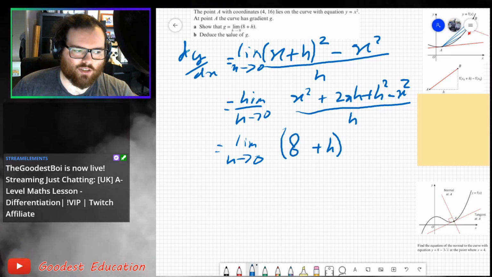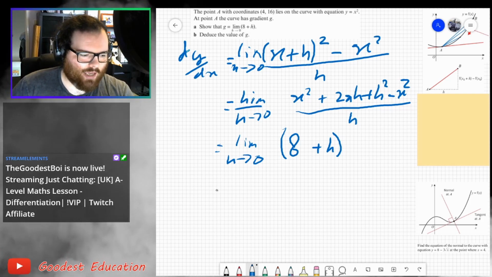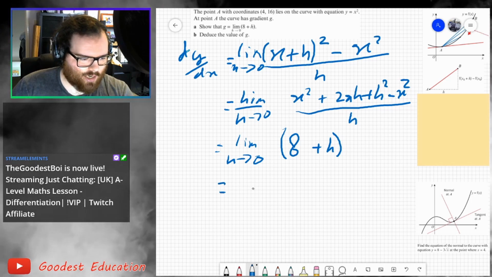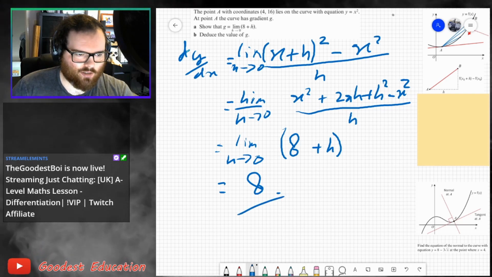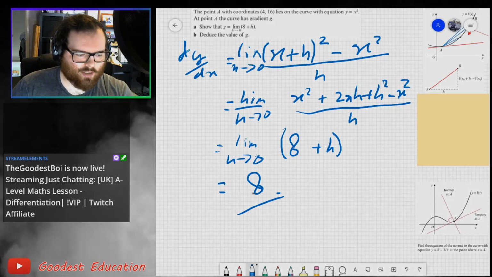So then we want to deduce the value of the gradient, g. So we're going to let h go to 0. And quite easily, h is just 0. So then this is 8. So then the gradient of y equals x squared at 4, 16 is 8.